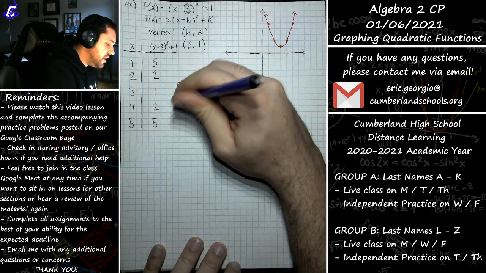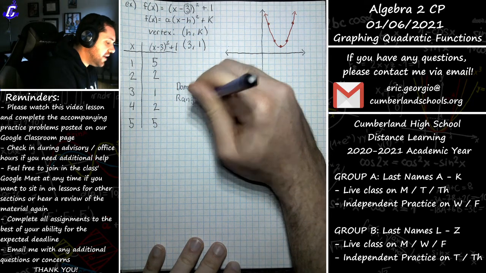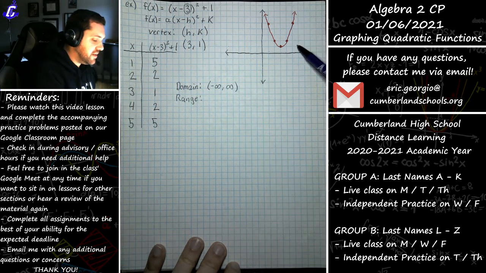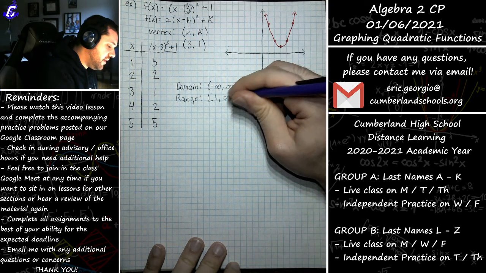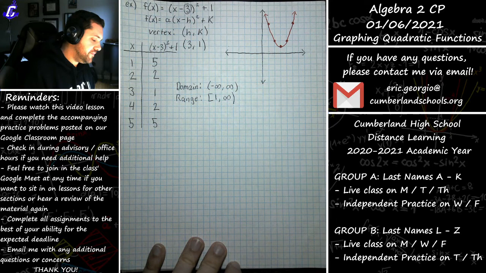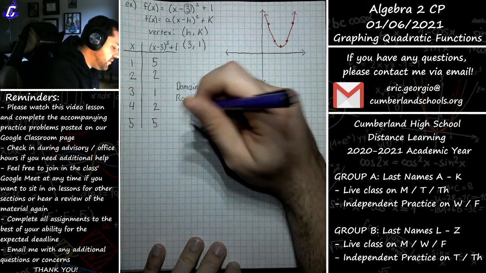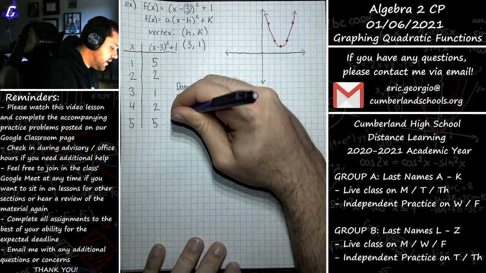Our range is not all real numbers, though. The graph does not go down forever. The lowest it goes is positive 1. But it does go up forever, so I would say that my range is 1 to infinity. Let's go into now my axis of symmetry.